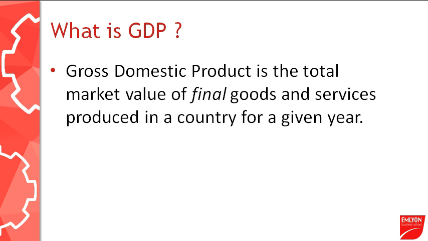To start, a quick definition of GDP. Gross domestic product is the total market value of final goods and services produced in a country for a given year. Now we underscore the word final for final goods and services because we don't include intermediate goods and services.